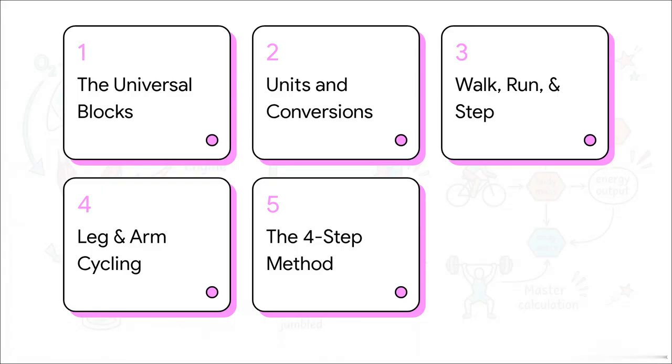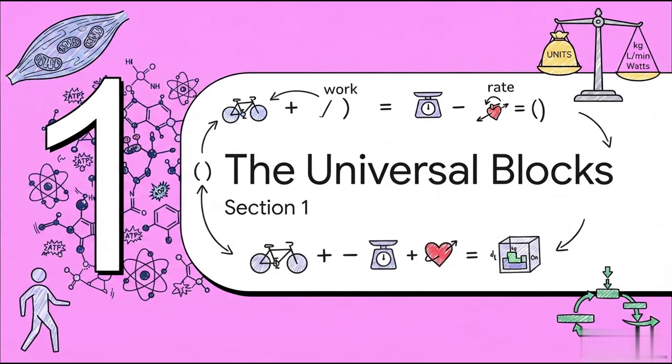Here's our mental roadmap for today's explainer. We're going to cover: 1. The universal building blocks. 2. Essential units and conversions. 3. Walking, running, and stepping. 4. Leg and arm cycling. And finally, 5. The 4-step problem-solving method. Starting with Section 1, the universal building blocks.